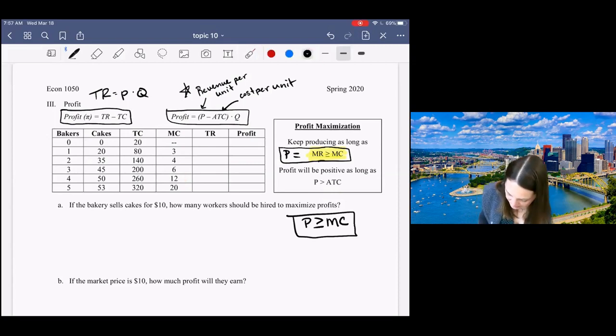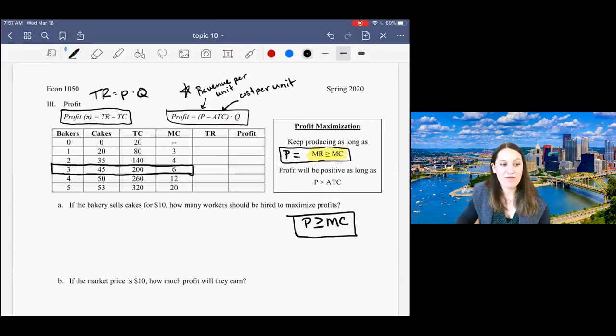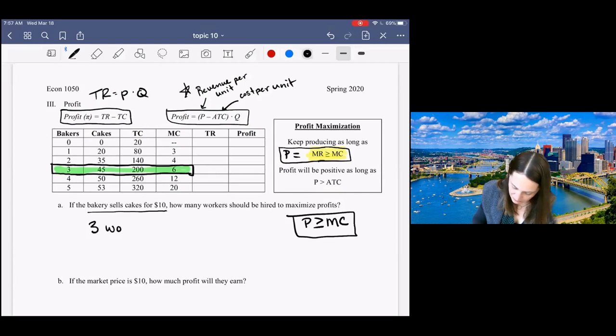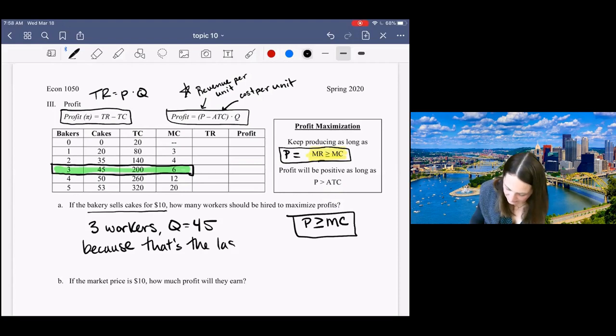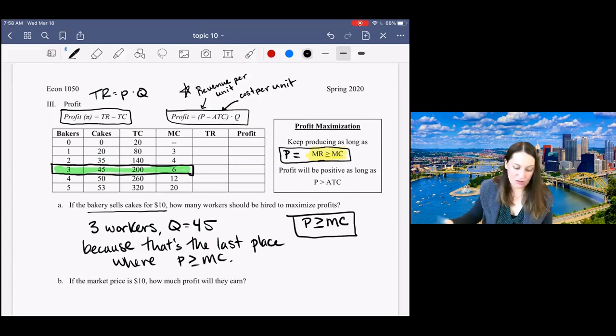So I'm going to stop producing right here with 3 workers and 45 cakes, because that is the last point where the price of cakes, $10, is higher than the cost of production. So the bakery will hire 3 workers and produce 45 cakes, because that's the last place where price is greater than or equal to marginal cost.